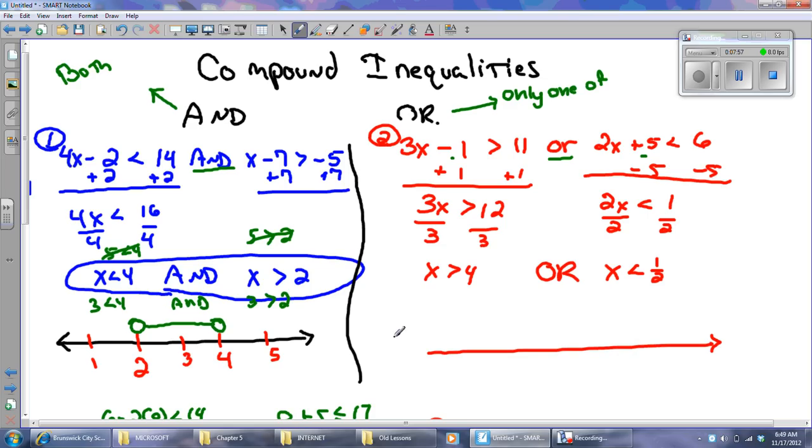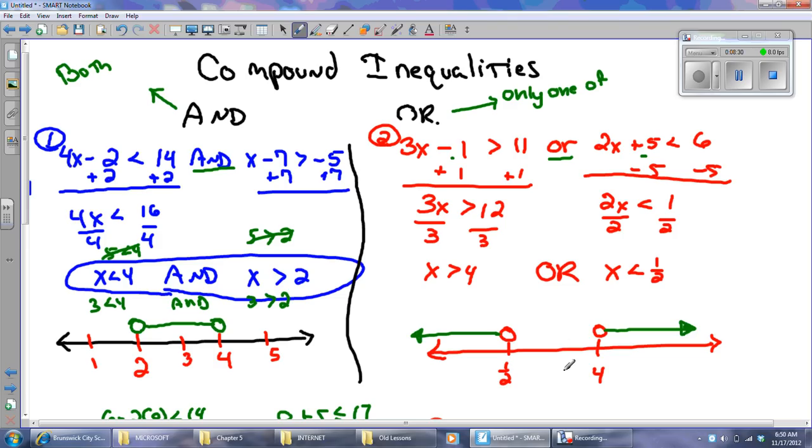So I need all the numbers that are greater than 4 or less than 1/2. Well, I'll make my number line. I have to show 1/2. It'll be an open point. 4. Open point. Need the numbers greater than 4. They would be to the right of the 4, wouldn't they? And I need the numbers less than 1/2. They would be here. There you go. Pretty simple stuff.